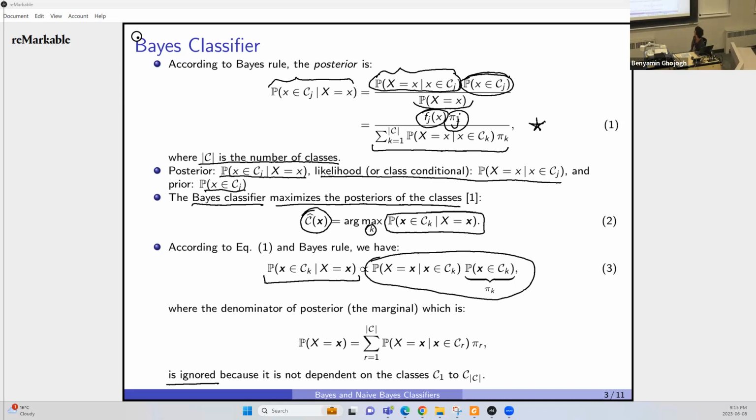Why can we ignore that? Because it is not dependent on the classes C1 to CC. It's not dependent on its summation. It's over all of the classes. We don't care which class we are in. So we can ignore the denominator, right?